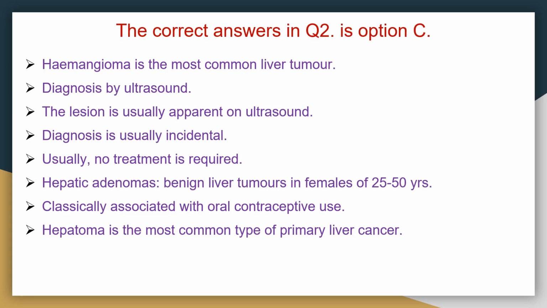Hepatic adenomas are benign liver tumors found almost exclusively in females aged between 25 and 50 years. These are classically associated with high dose estrogen oral contraceptive use and are generally solitary. Hepatoma, also called hepatocellular carcinoma, is the most common type of primary liver cancer.